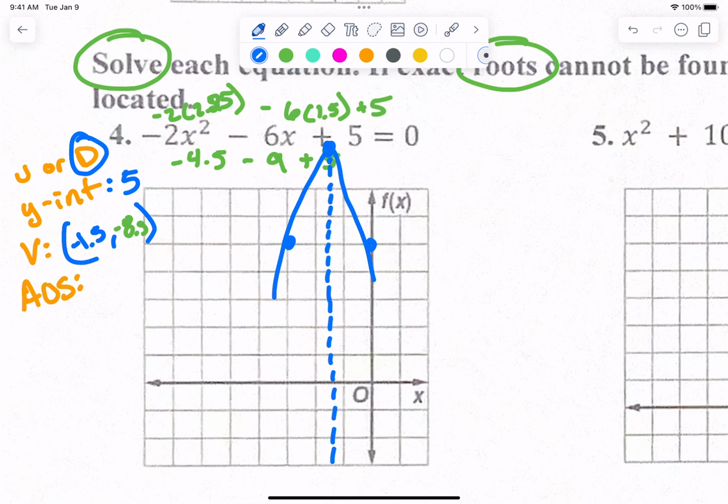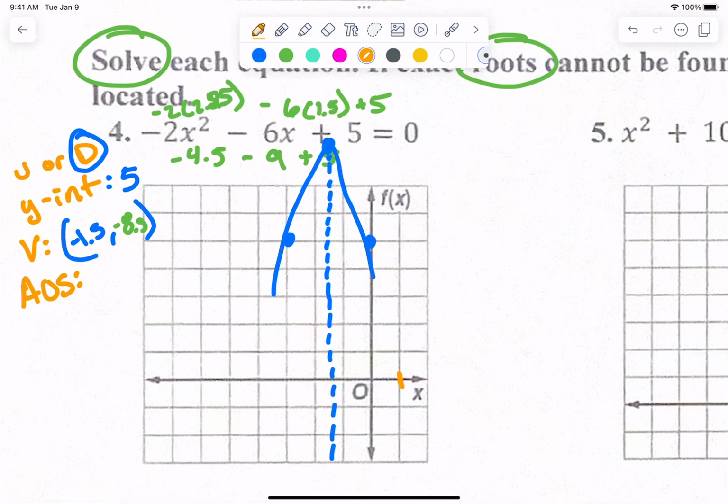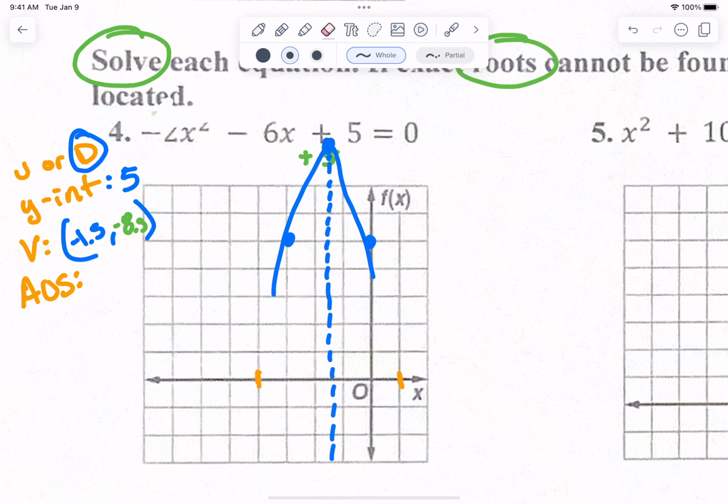So what I'm going to do is plug in 1, and I'm going to plug in negative 4, and let's see what we get. If we plug 1 in, negative 2 times 1 squared, negative 2 minus 6 plus 5 is negative 3.